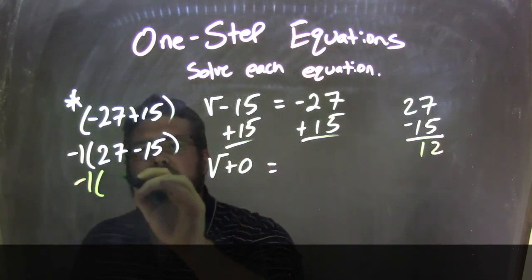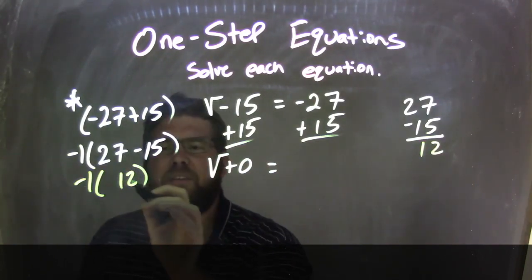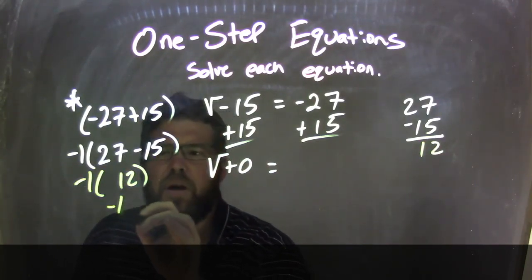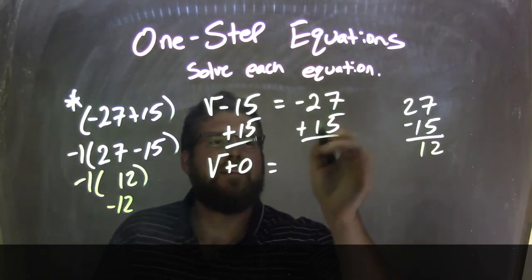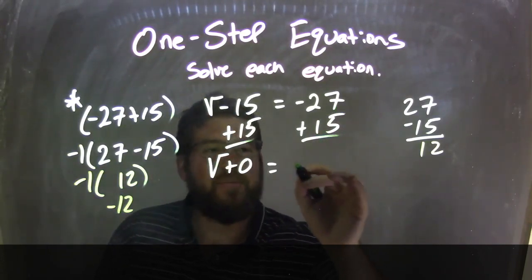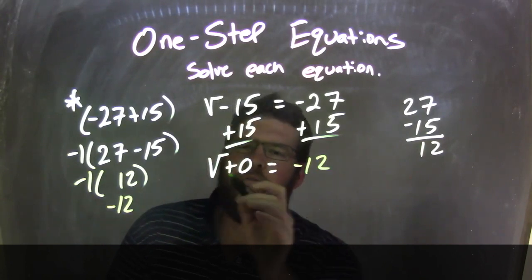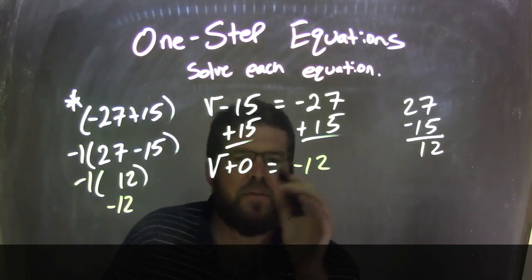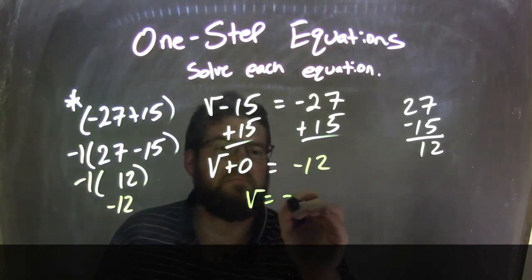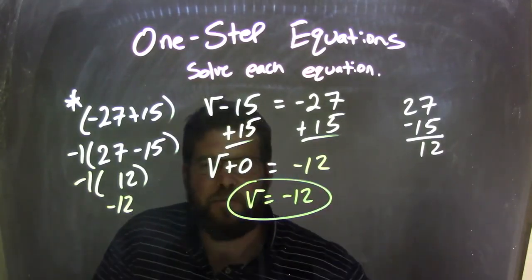So we have negative 1 times what's inside here, which becomes 12. What's negative 1 times 12? Well, it's negative 12. And so negative 27 plus 15 comes out to be negative 12. Well, v plus 0 equals negative 12. Don't need the 0, so now I'm left with v equals negative 12 as my final answer.